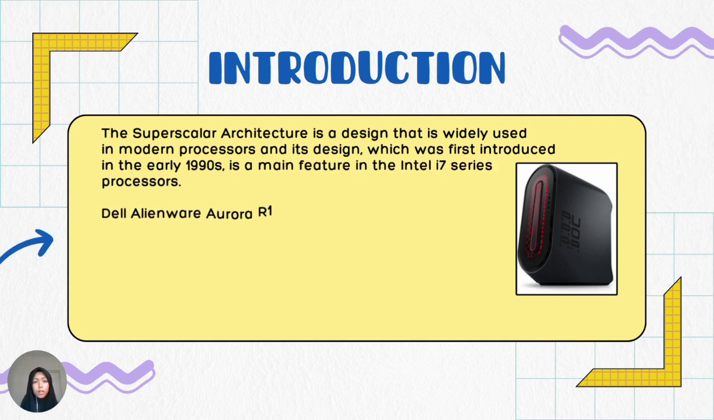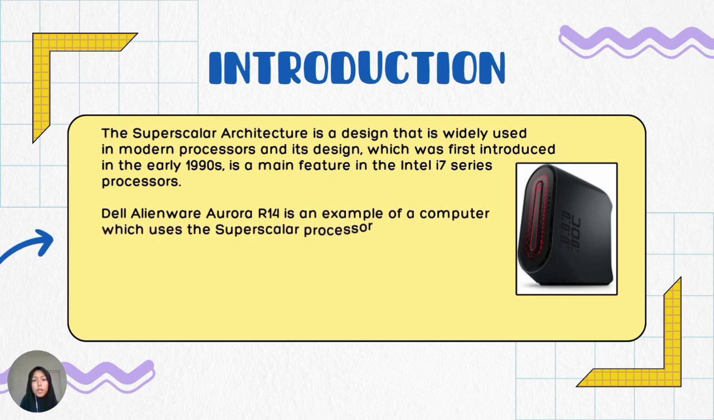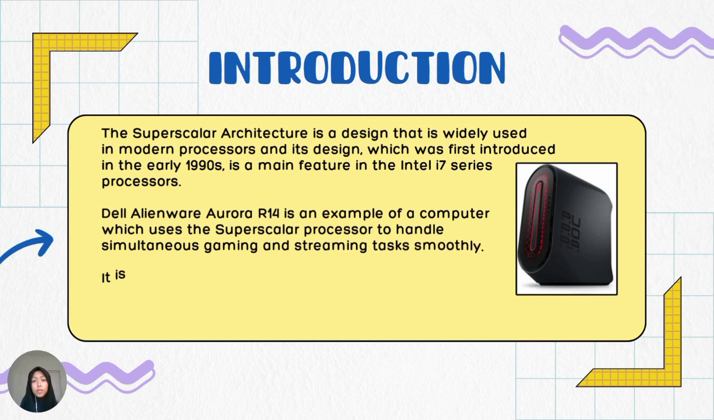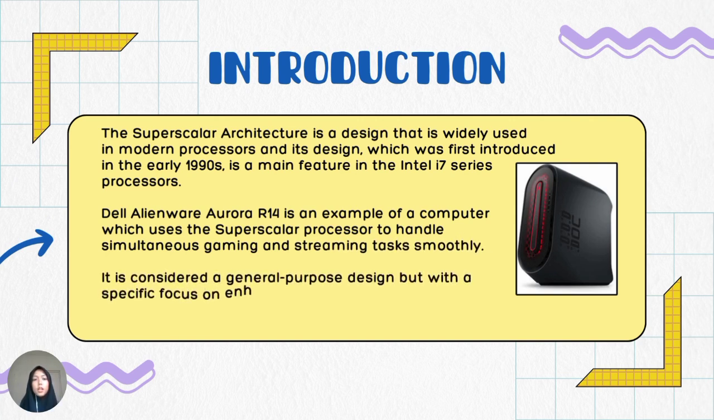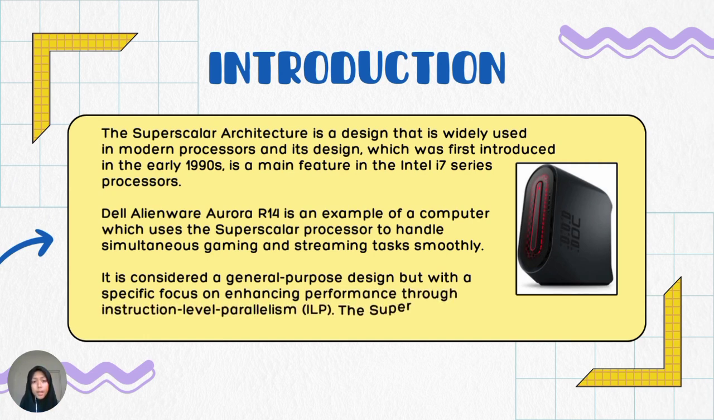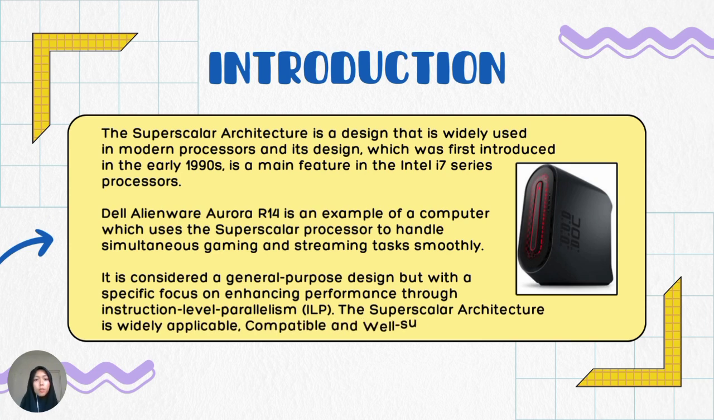Dell Alienware Aurora R14 is an example of a computer which uses the Superscalar processor to handle simultaneous gaming and streaming tasks smoothly. It is considered a general-purpose design, but with a specific focus on enhancing performance through instruction-level parallelism, or ILP. The Superscalar architecture is widely applicable, compatible, and well-suited for parallelism. Next, we will be discussing the process that happens inside the Superscalar processor in detail.